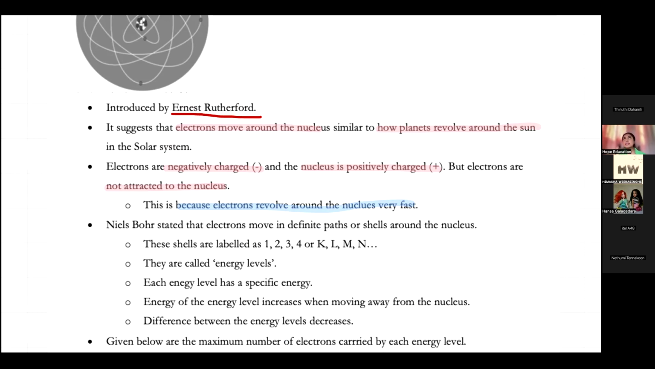Niels Bohr. His name is Niels Bohr. So he is also a scientist now.